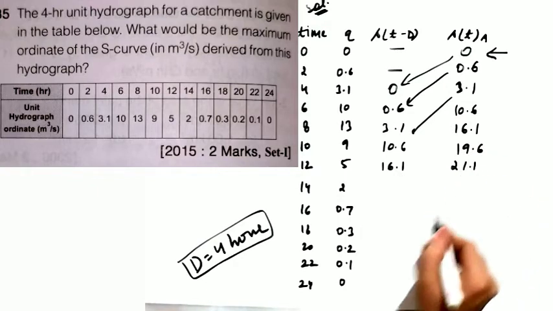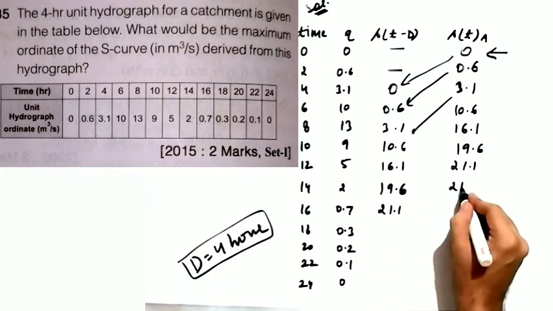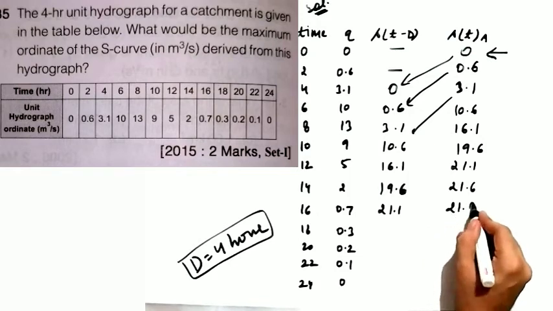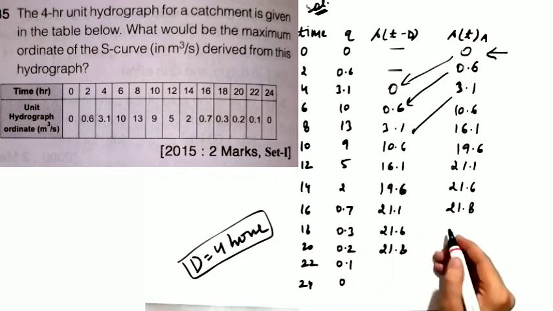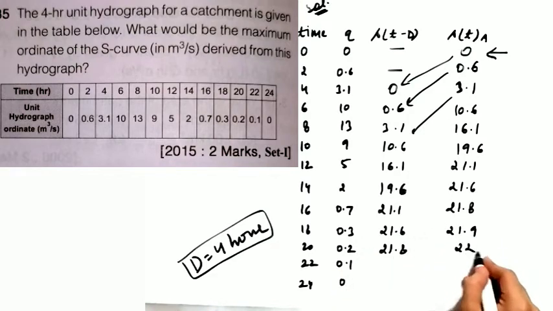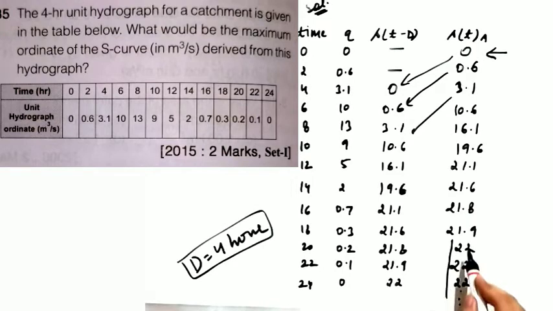19.6, 21.1. Again shift 19.6, 21.1; this will be 21.6 and this will be 21.8. Again shift 21.6 and 21.8 and add these; this will be 21.9, this will be 22. Again shift 21.9 and 22, so this will be 22 and this will be 22. So this will continue up to 22 till infinity. This is the property of the S curve. So what will be the maximum ordinate in meter cube per second of the S curve? You can easily visualize it as 22 meter cube per second. So the answer for this question is 22 meter cube per second.